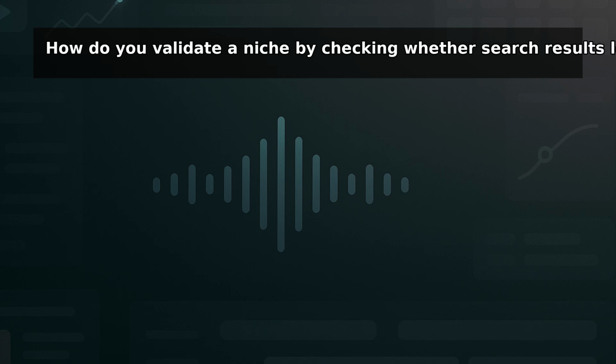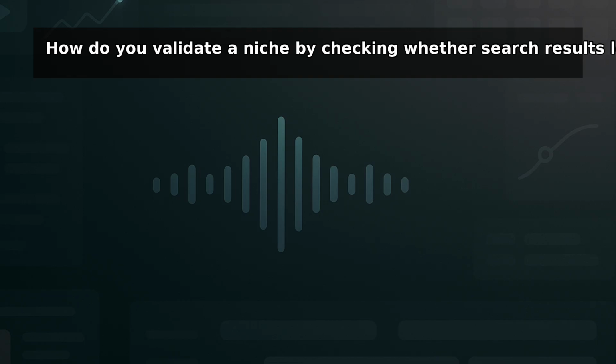I get this question all the time. Devin, how do I validate a niche? By checking whether search results leave obvious gaps for clearer beginner explanations. Here's the simple rule. Don't just ask, is there demand? Ask, are the current results making a beginner work too hard? What I do is run a beginner clarity gap test.